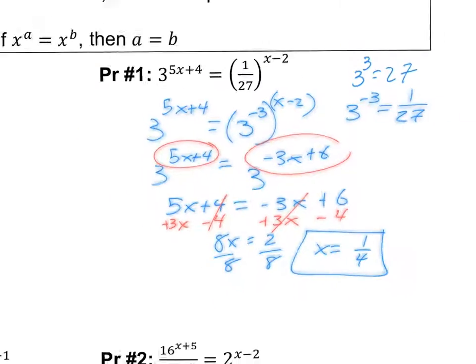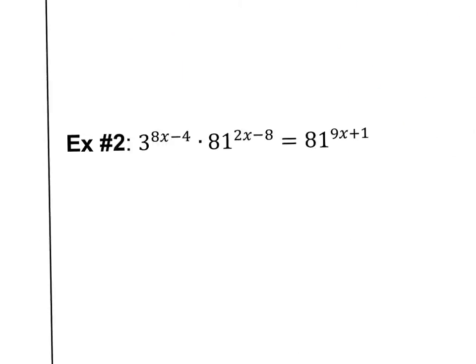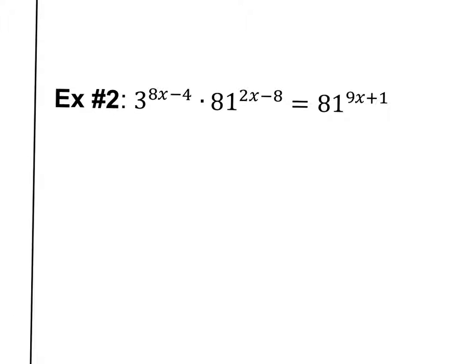Okay. Let's go on to the next problem here. All right, so this one's a little bit different in that now I have 3 terms. Before I was just dealing with 1 term on each side, but now I have 2 over here and 1 over here. So again, I want to get them all to be the same base, and then I'm going to write this with just 1 term.